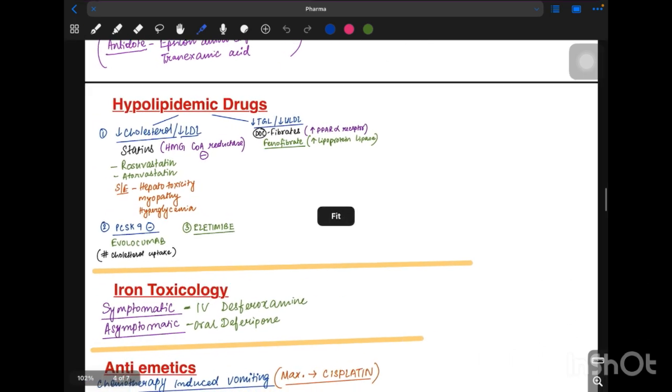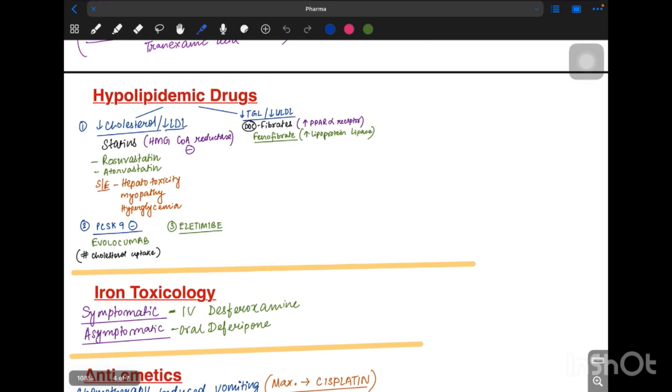Now, coming to our next topic, which is hypolipidemic drugs. Lipid means cholesterol, LDL, triglyceride, everything. So how to lower those? We can divide them again into two groups. The one which decreases cholesterol or LDL, the other which decreases triglycerides or VLDL. So first let's understand triglycerides. The drug of choice for triglyceride lowering is fibrates. Example is fenofibrate. What does it do? The mechanism of action is that it activates the PPAR alpha receptor and ultimately works by increasing the lipoprotein lipase enzyme.